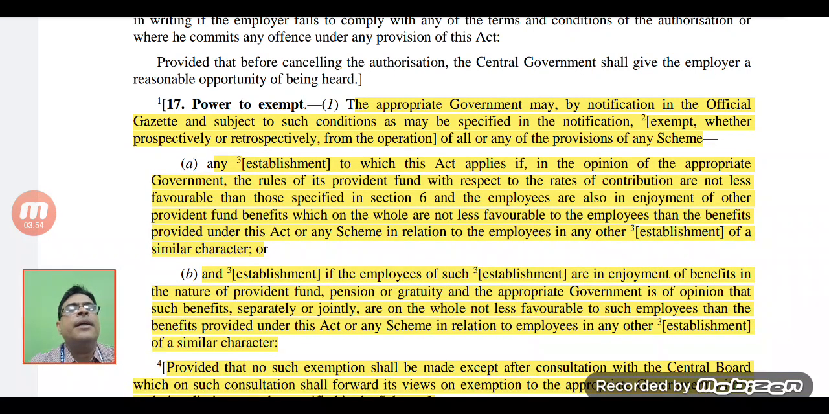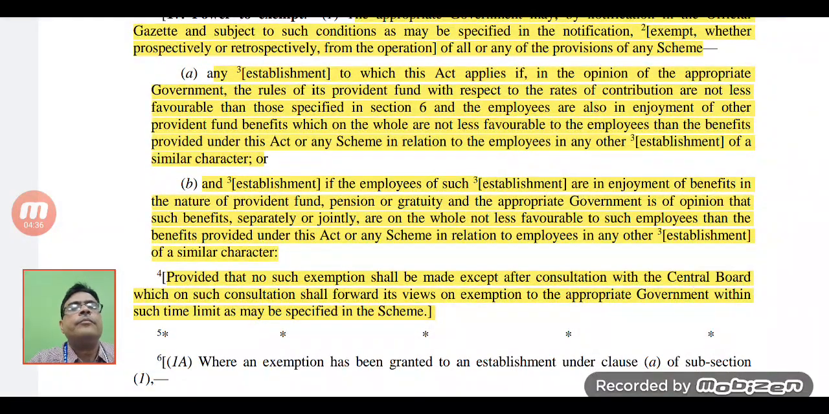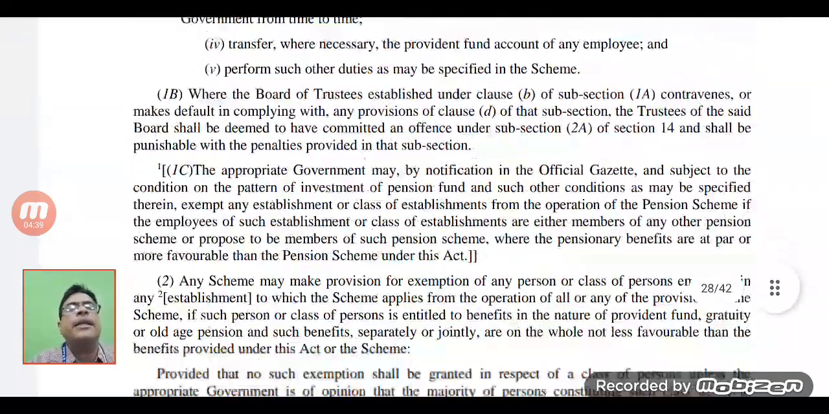ये exemptions मिल सकता है. Then exemptions can be given to certain employees or class of employees when the appropriate authority feels that these employees or class of employees are having favorable schemes compared to this Act, and that scheme also fulfills the need of the employees in comparison to this Act. Then in that case they may give exemption to those employees or class of employees from applying this Act of PF and Miscellaneous Provisions Act 1952. So with this we can understand कि यहाँ पे एग्जम्पशंस की भी बात करी गई है.